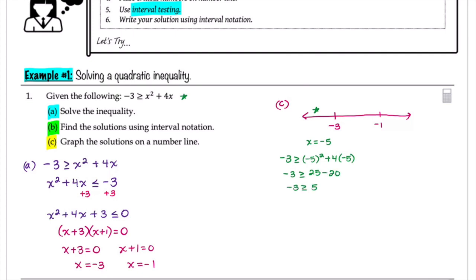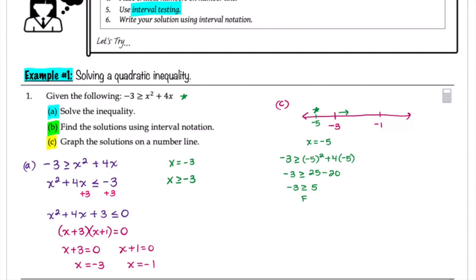And -5 does not work because I have a statement that says -3 is greater than or equal to 5, which we know is false. That means that that value is not part of my solution. What numbers would be part of my solution? Any number that is on the opposite side. So I do have my first inequality. For x is equal to -3, as we got, our x values are actually greater than or equal to -3.